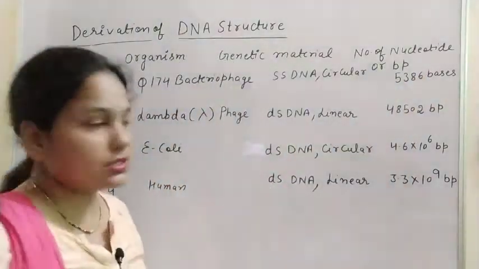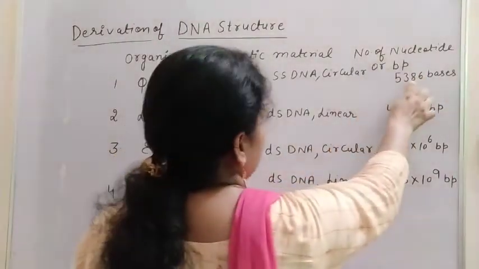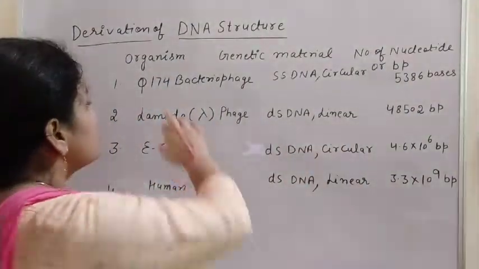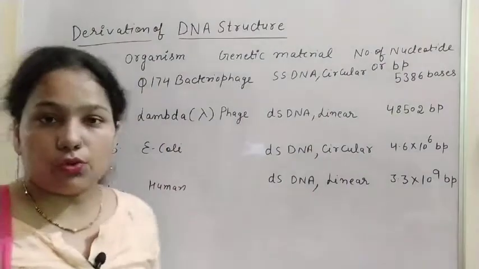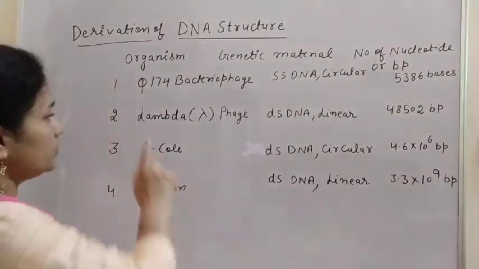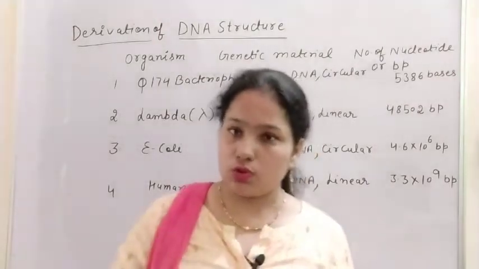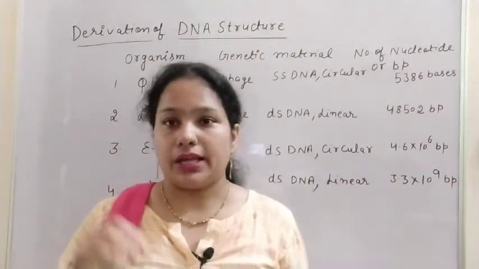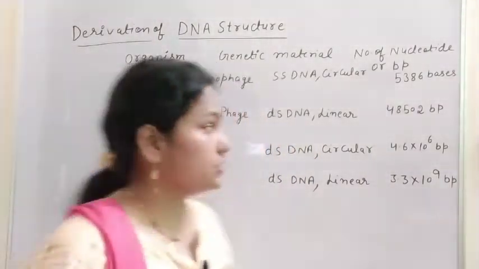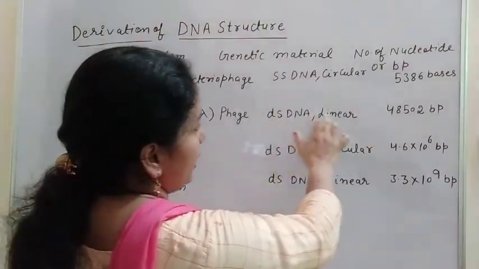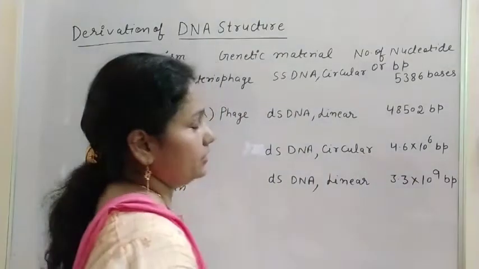So how many bases? 5386 bases in case of 5174 bacteriophage. Next, the lambda phage. It is also a bacteriophage, which attacks bacteria, and the DNA is double stranded DNA and linear DNA is present.